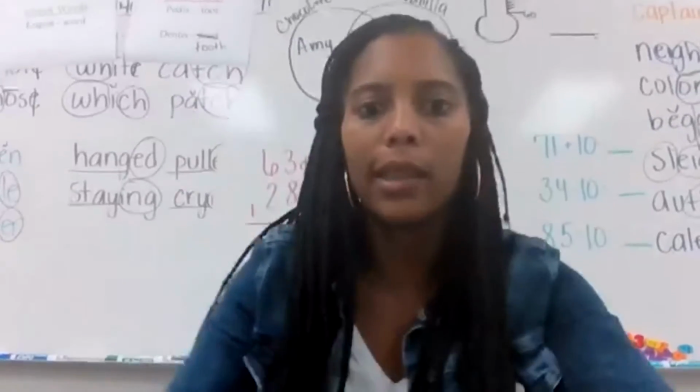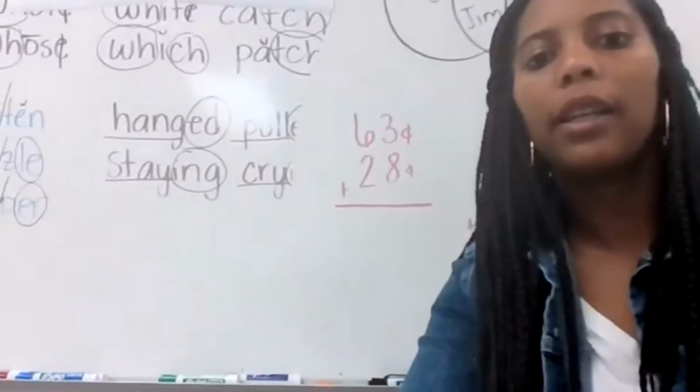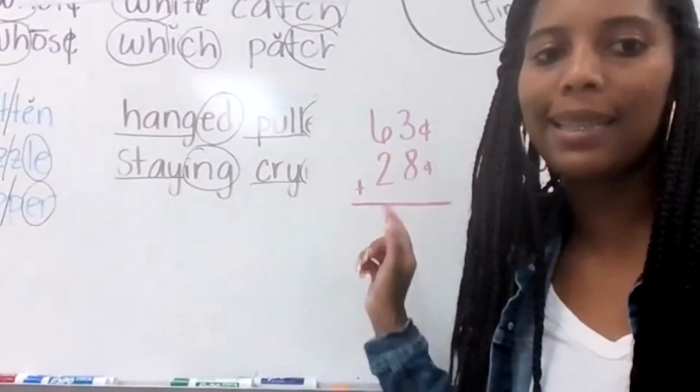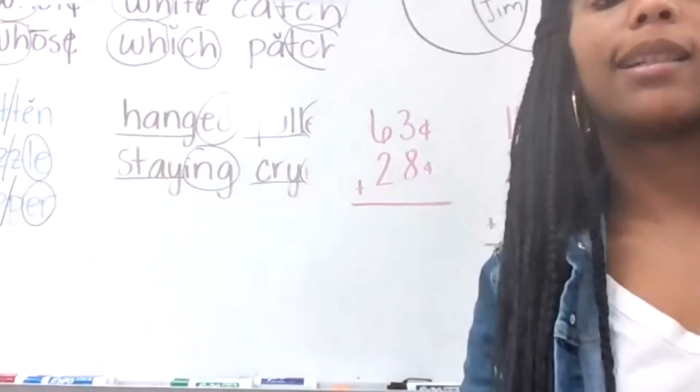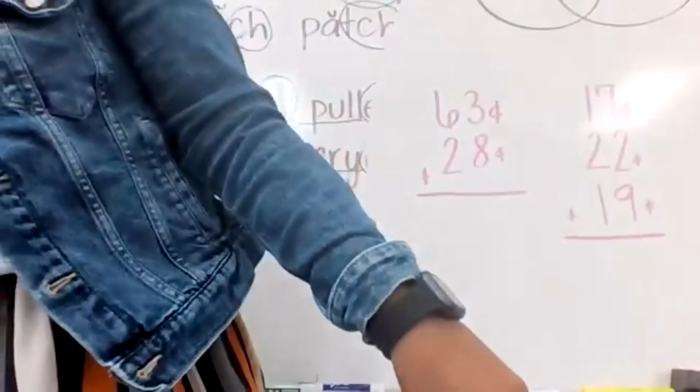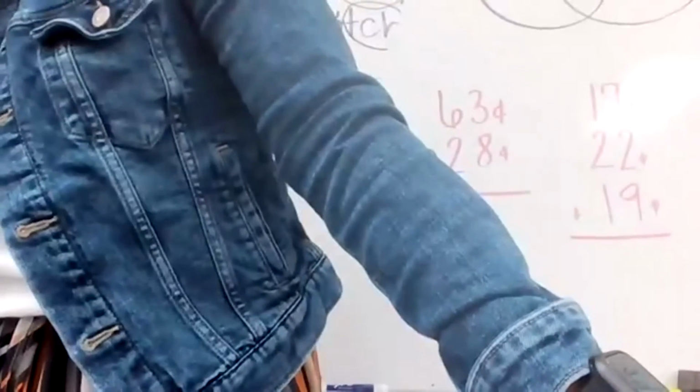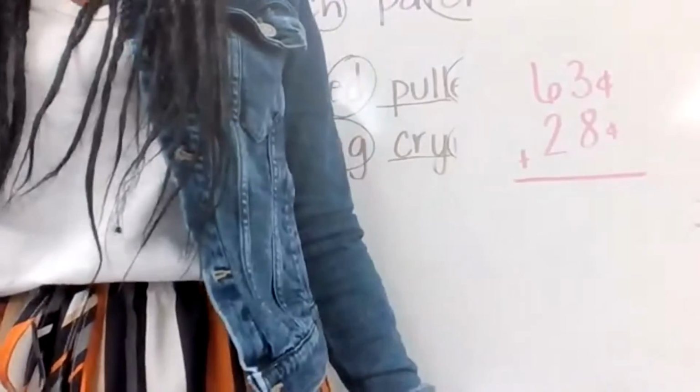All right, let's go ahead and get started. So let's start with the 2 right here. So I have 63 cents plus 28 cents. Go ahead and get started. Let's see who remembers how to carry over. It's so easy. 63 plus 28.